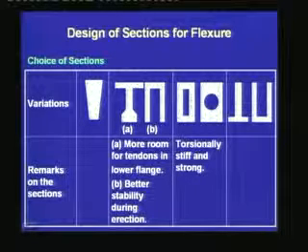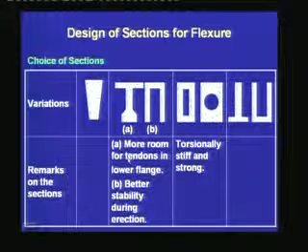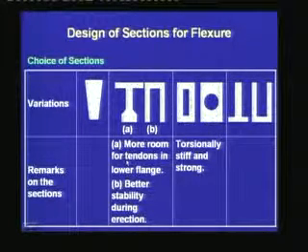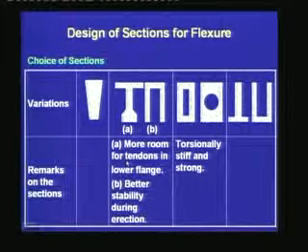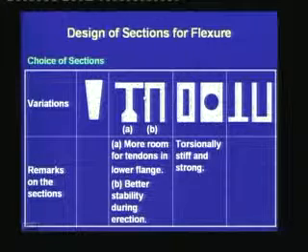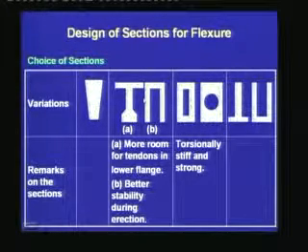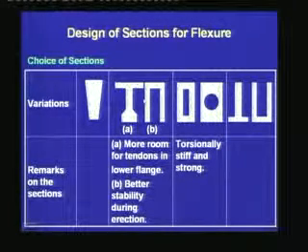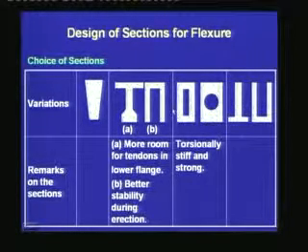For the type A section under this category, there is more room for tendons in the lower flange. The purpose of enlarging the bottom of the web is to place the tendons properly. For B, there is better stability during erection. We can place these members properly, and then we can place a cast in place concrete over this precast members.